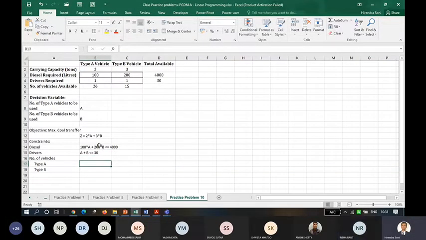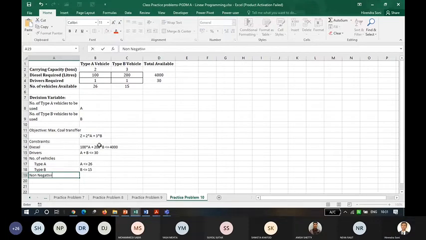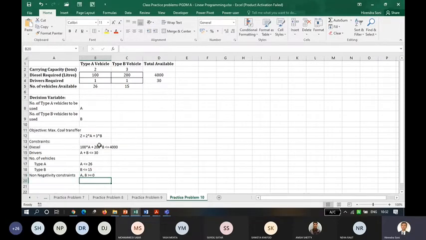Now coming to number of vehicles. So A has to be less than or equal to 26 and B has to be less than or equal to 15. Perfectly fine. Non-negativity constraints A comma B has to be greater than or equal to 0. यहाँ तक बराबर है? Any doubts? No, sir. चलो, good.